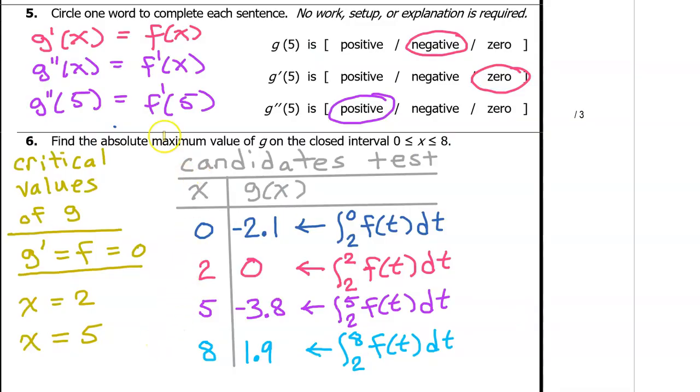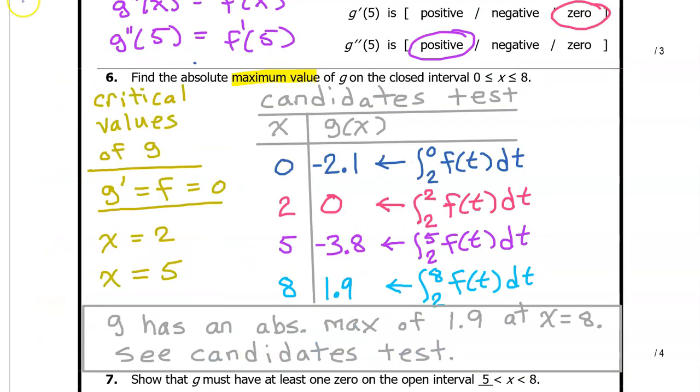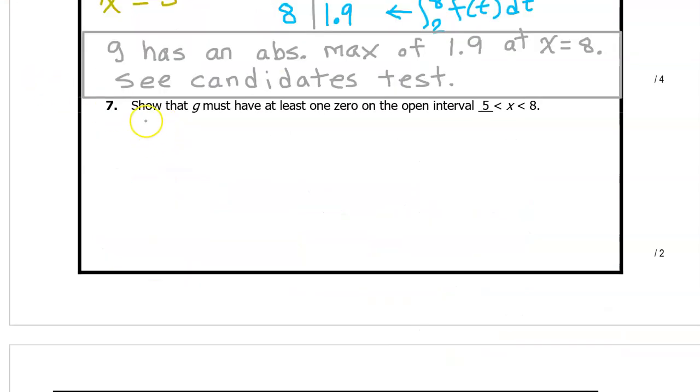We were asked to find the absolute maximum value, and the maximum value is right here. For our summary statement, we say g has an absolute maximum of 1.9 at x equals 8. See candidates test.